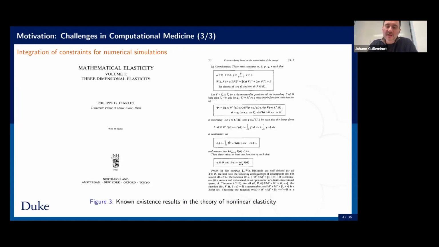And essentially, what I would like to show you, if you look on the right, is that this is an existence theorem. But to make a long story short, you need to satisfy a set of properties just to make sure that you have the existence of minimizers in your computations. Okay, so that's something we would like to do.